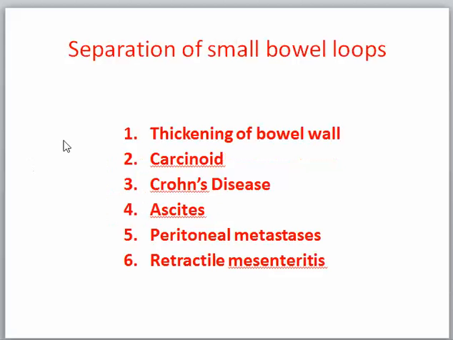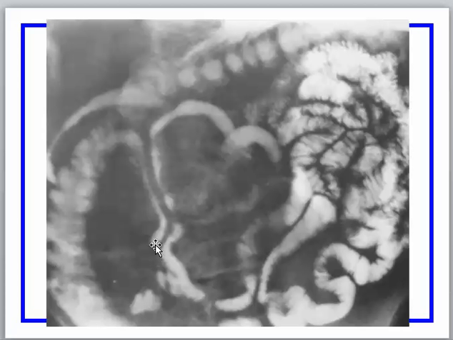And now we have the separation of small bowel loops, and this is due to either thickening of the wall, not too much separation, but if there are peritoneal metastasis or retractile mesenteritis or in ascites, the separation will be more apparent. Here there is separation due to multiple lymph nodes within the peritoneum.